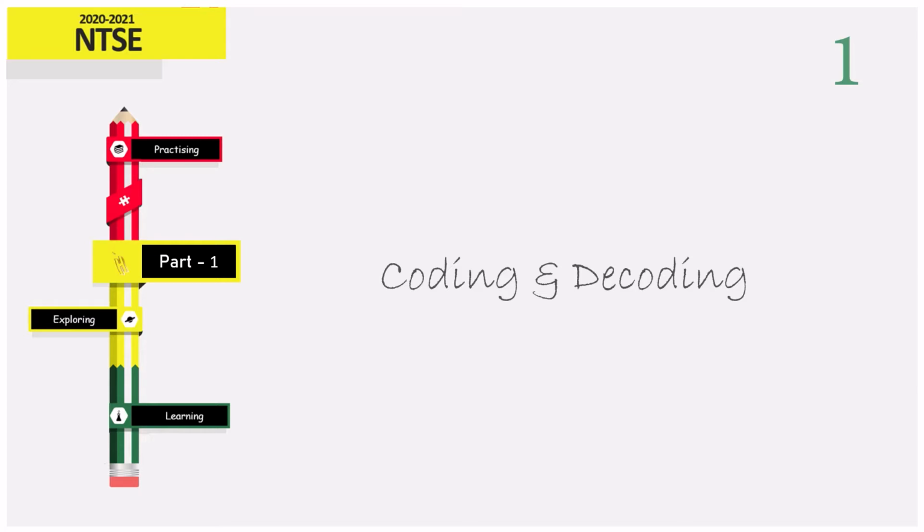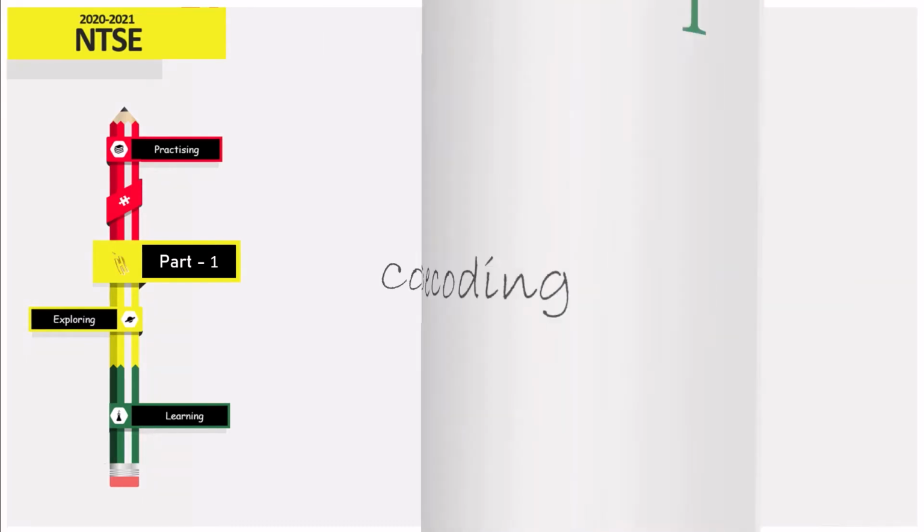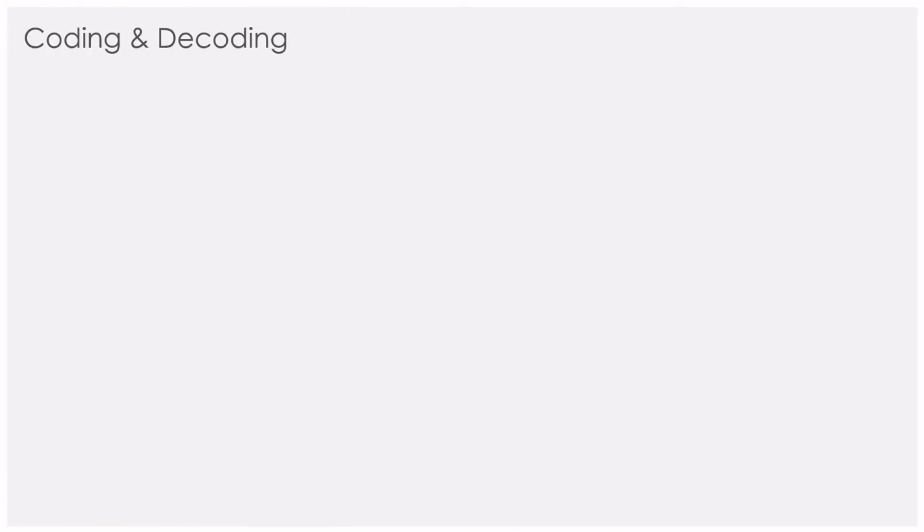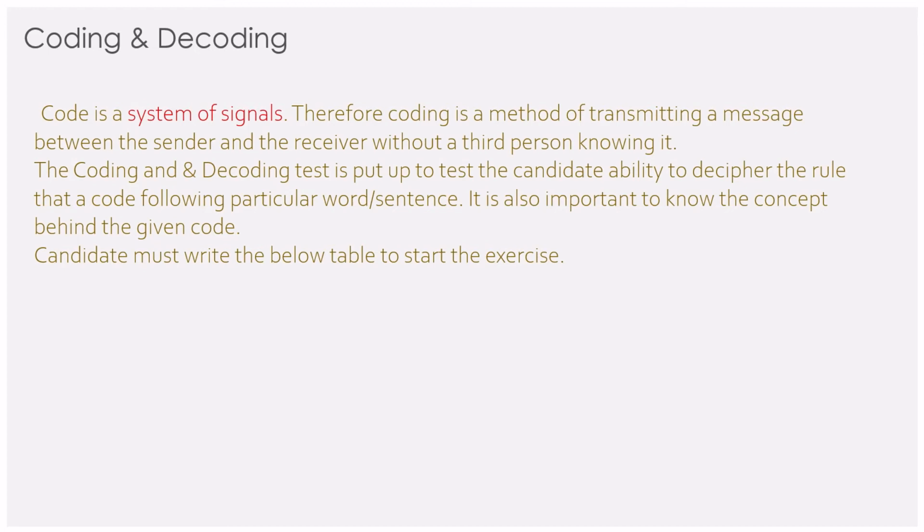It will be very interesting. We'll be given a particular code and we have to decode it. So let's see the types and all those. First, let's know about coding and decoding. A code is a system of signals. Therefore, coding is a method of transmitting a message between the sender and the receiver without a third person knowing it. I hope you understand this sentence. So it's a secret message, okay? In simple words, it's a secret message.